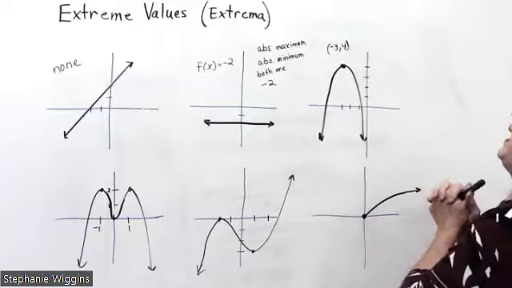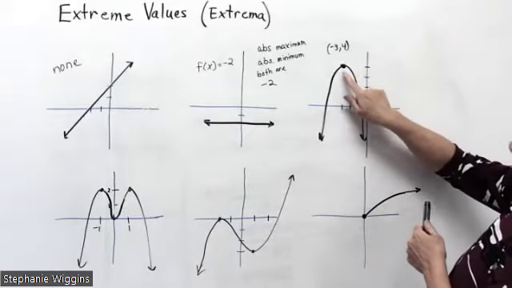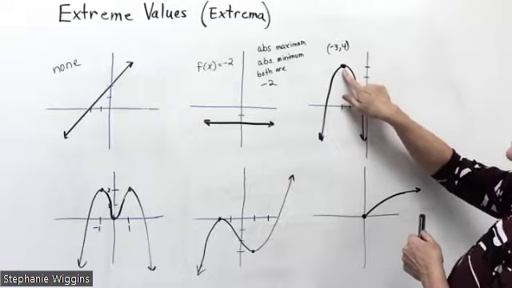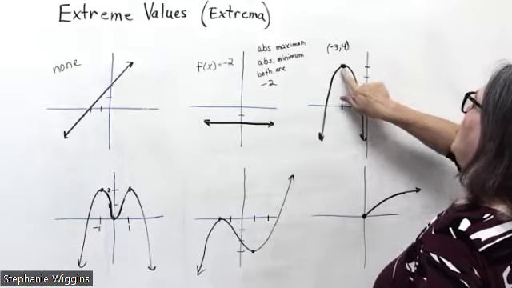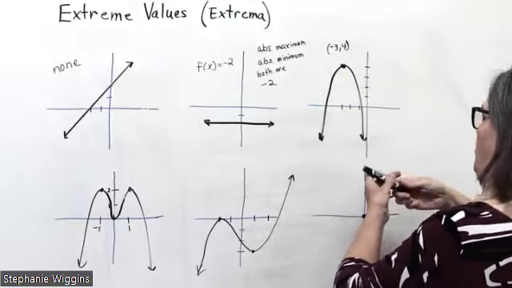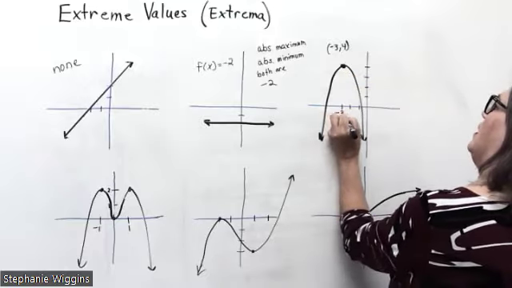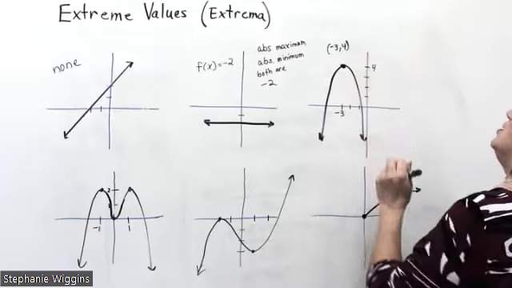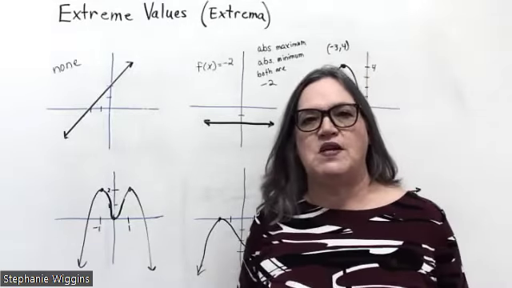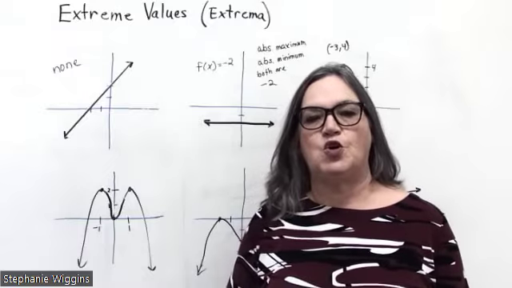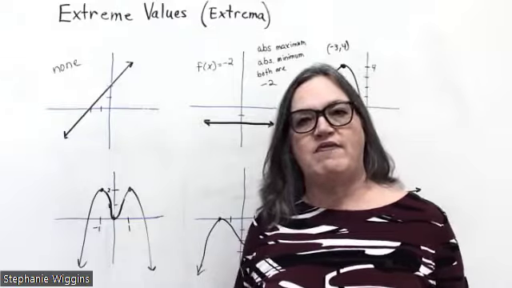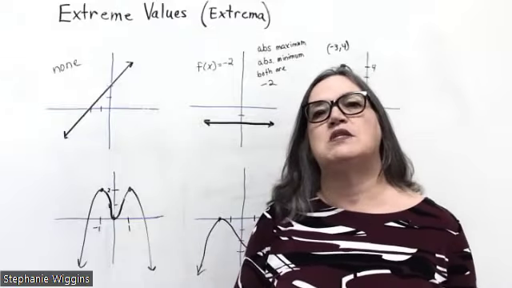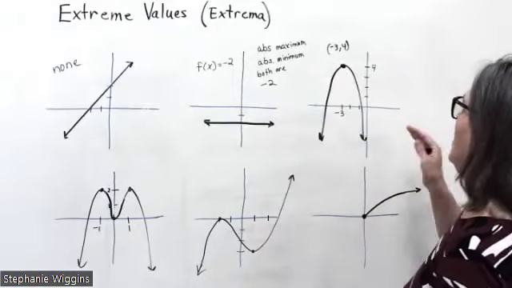Here, we have a maximum value, and it's an absolute maximum, and it occurs at -3. So this point is -3, and this is 4. So the maximum value is 4, and it occurs at -3. Again, the value is the y value, and where it occurs is the x value.